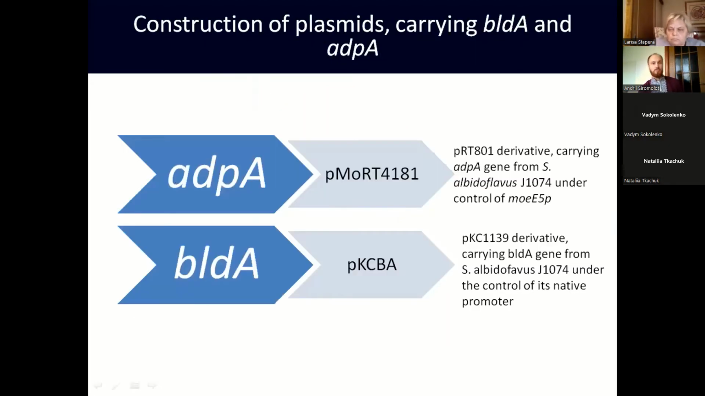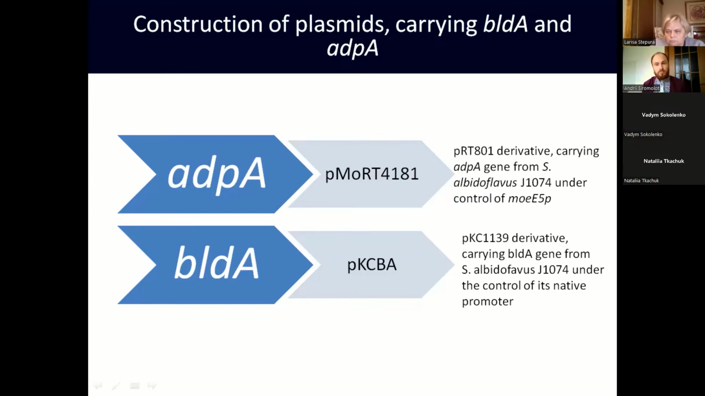Our next step was constructing a collection of plasmids, 12 in total. 2 of them were carrying 2 genes from Streptomyces albidoflavus. This is adpA and valS. And as we knew, those genes in the Streptomyces albidoflavus genome show high similarity to their counterparts in the Streptomyces roseochromogenes genome.